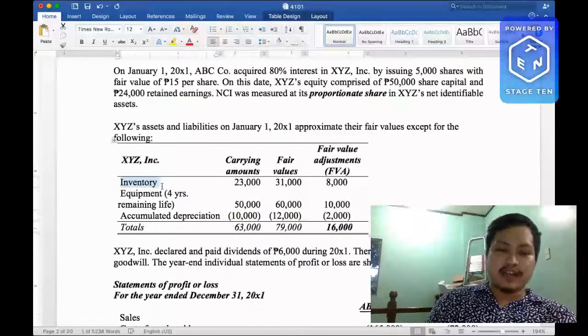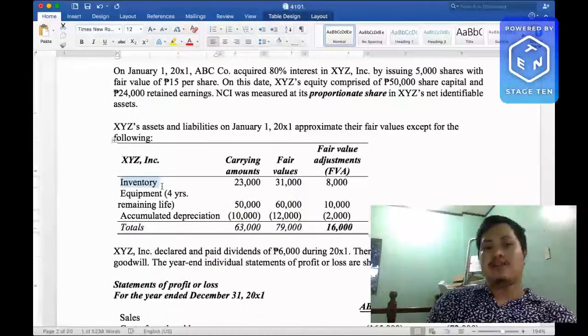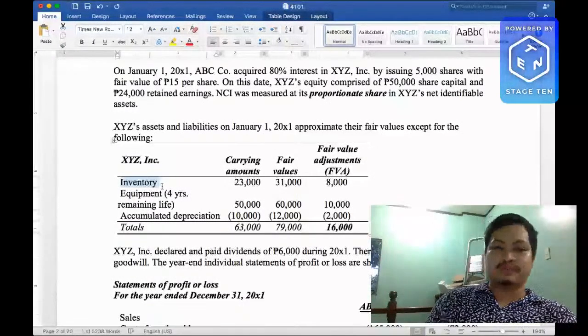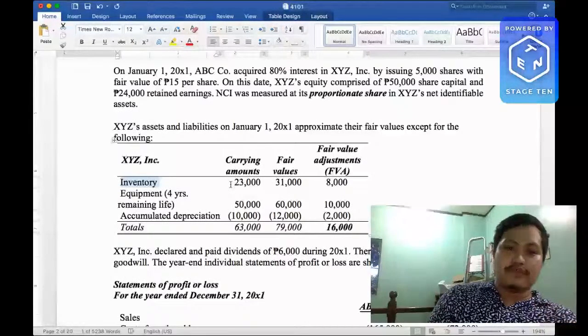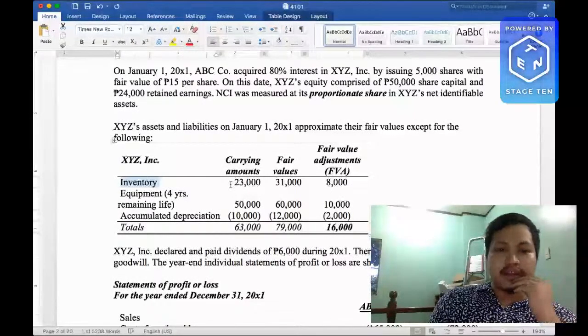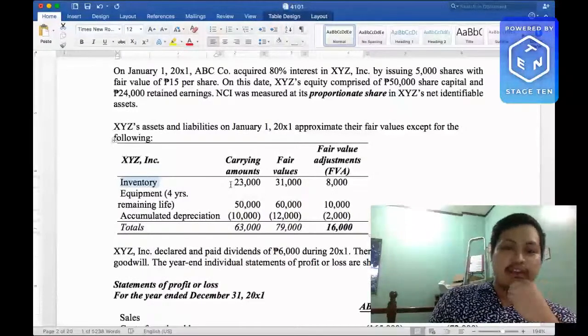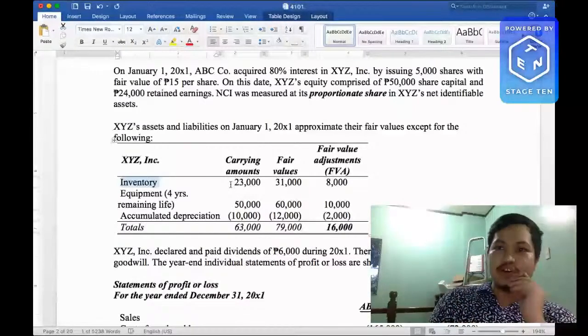For inventory class, the source of the adjustment here would be the difference in the cost of goods sold. Okay? So what happens here? At the start of the year, we have inventory in the amount of 23,000 and 31,000. In the eyes of the subsidiary, the value of the inventory is 23,000, while the value of the inventory is 31,000 in the eyes of the consolidated entity.